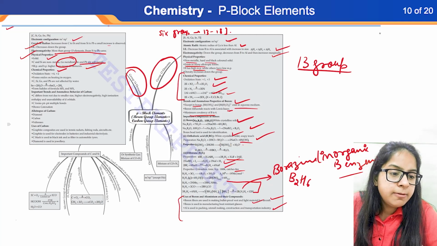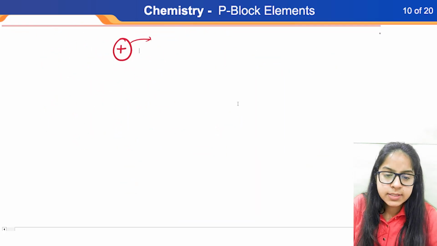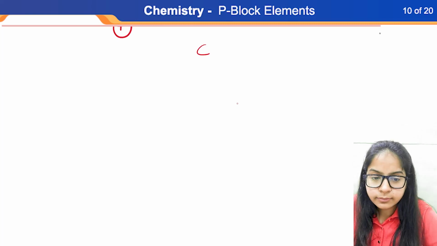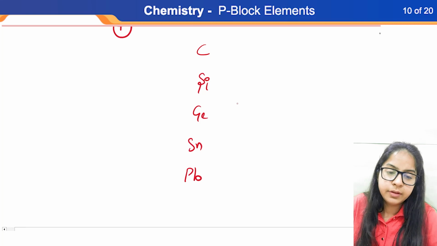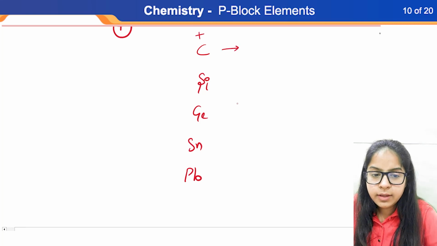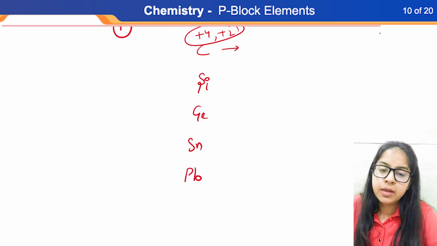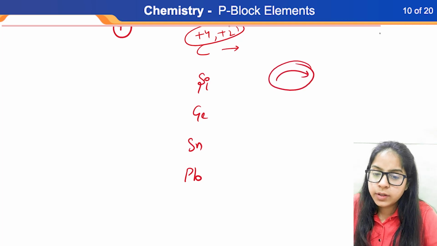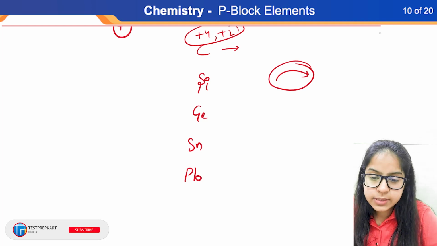Now, what are the chemical properties? Chemical properties depend upon the oxidation state. Again, how is the trend related to the oxidation state possible? Carbon, silicon, germanium, tin, lead. Two oxidation states are possible. Always remember, if there is a decrease in oxidation state, then it will decrease by 2, because all the p electrons are going to get removed.